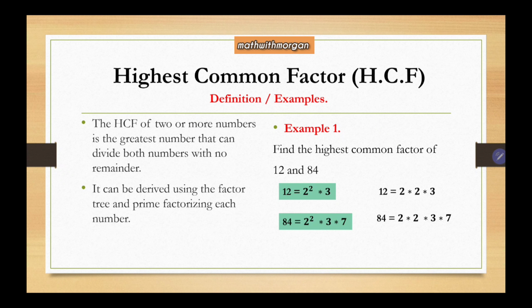After writing them in expanded form, they share a 2 in common, another 2 in common, and a 3 in common. Since these are the numbers they share in common, we're just going to multiply what we've got to get the highest common factor. 2 times 2 times 3 is simply going to be 12. So the HCF is 12.